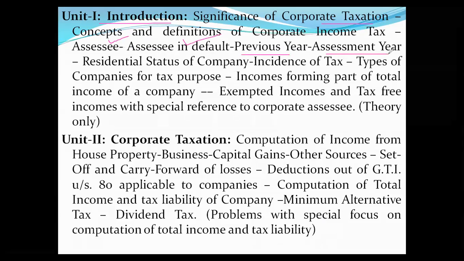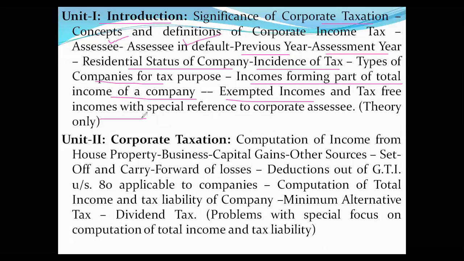Previous year, assessment year, residential status of company, incidence of tax, types of companies for tax purpose, incomes forming part of total income of a company, exempted incomes, and tax-free incomes with special reference to corporate SSC. This first unit is totally theory only. There are no problems in first unit. Okay. So coming to second unit, it pertains to corporate taxation.